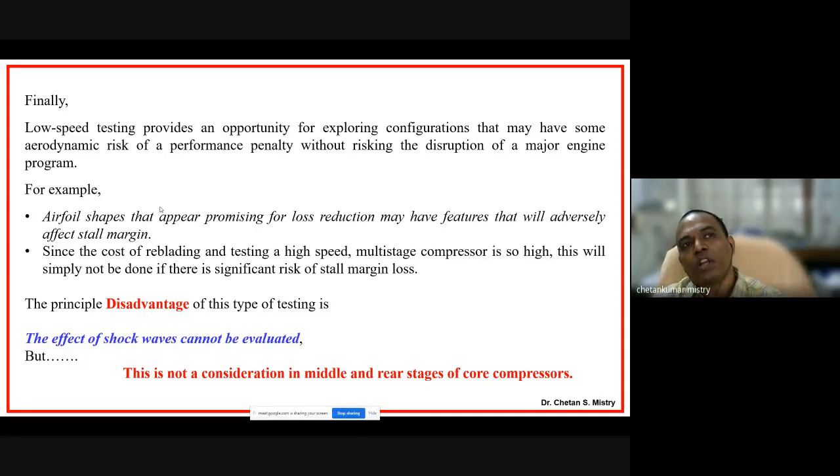Now let me tell you the reason. The already compressed air coming out of the LP compressor enters the HP compressor. Since the pressure is very high, the density and temperature will also be high, and that gives you a lower Mach number. So the flow through the core or rear stages of the engine compressor is subsonic or high subsonic. So this kind of facility you can easily incorporate for your core compressor testing.